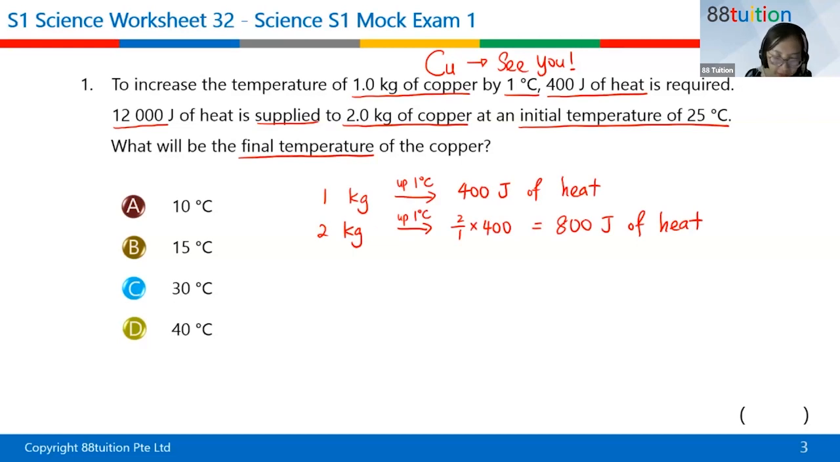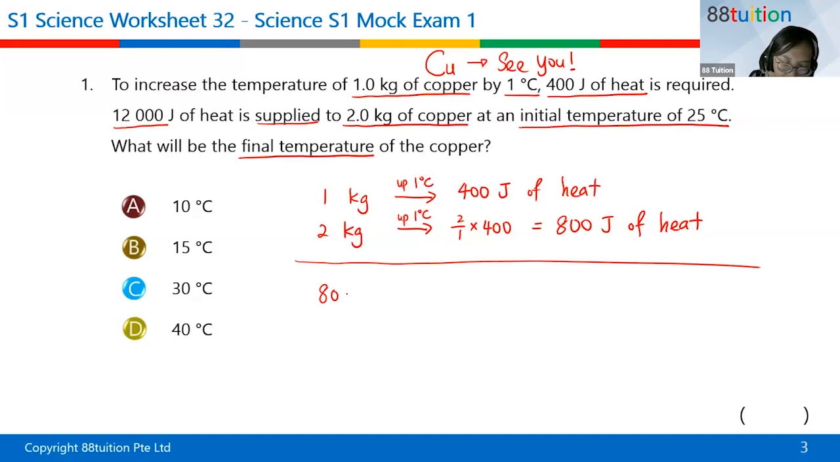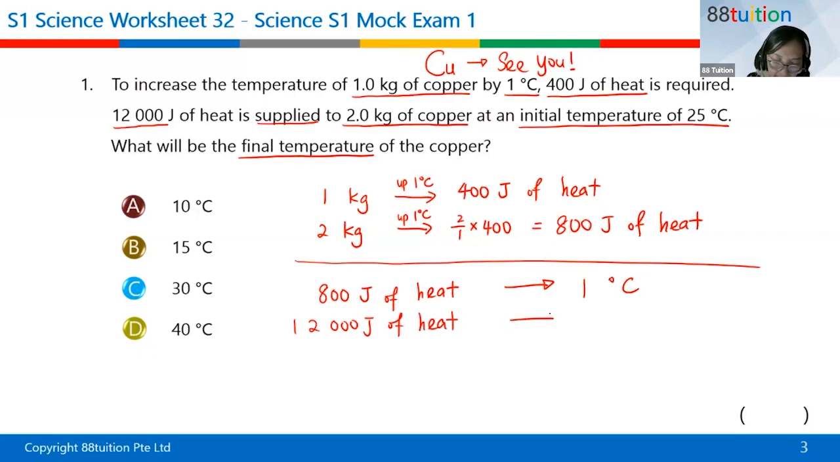Okay. Right, so this is the first part. So now I write the other way around. I draw a line across. So I know 800 joules of heat energy will bring up the temperature by 1 degree Celsius. Now I have 12,000 joules of heat. All right, so I usually teach students, no matter how weak you are in mathematics, bottom number divided by the top number times the other side.